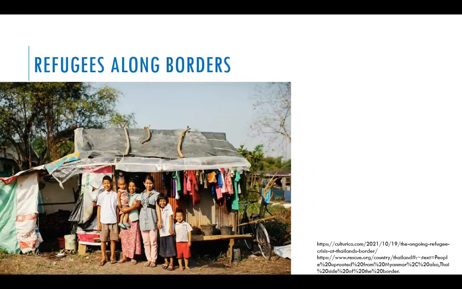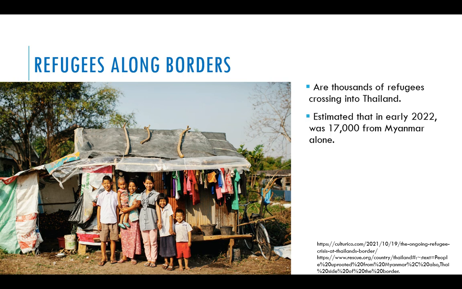We also know that the refugee problem adds to the concerns about poverty. There are thousands of refugees that are crossing into Thailand. It's estimated in early 2022 that there was something like 17,000 people from Myanmar alone. And of course, they're coming and they're living along the border in very, very simple conditions.